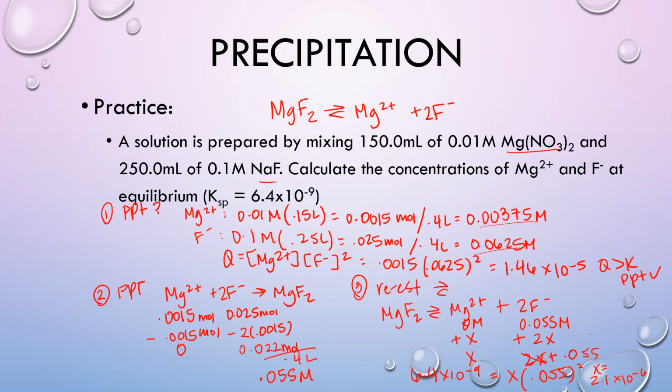Make sure that's right. Yep, 2.1 times 10 to the negative 6. So that is my concentration of magnesium at equilibrium. And then my concentration of fluorine at equilibrium is 0.055 plus 2x, which would just round to 0.055.